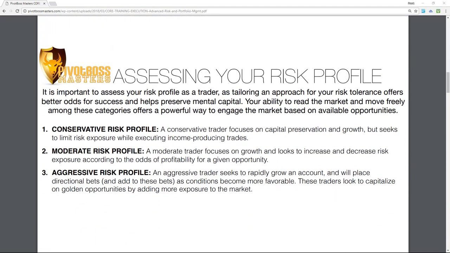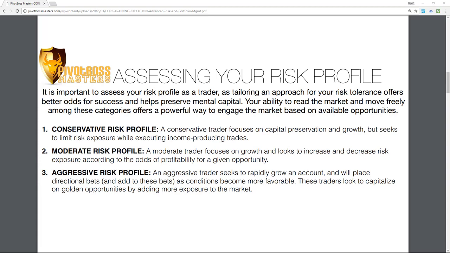So it's important to assess your risk profile. We've already talked about this: tailoring an approach that fits your risk tolerance offers better odds for success. And again, preserving mental capital is so important. It's very difficult for a trader to put on a trade and let it play out if that trader is super stressed out about the size of that trade, right? If you can't sleep at night because of the size of that trade, it's probably not a healthy trade for the account.